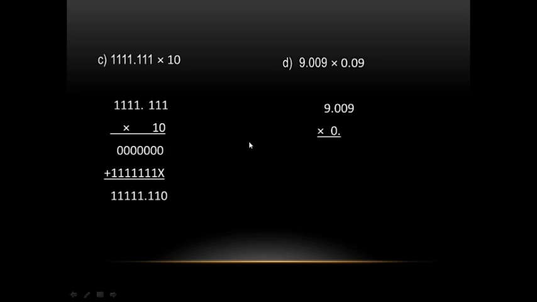9.009 into 0.09. As I told you earlier, first perform the multiplication with the ones place digit, then the tens place digit. But here this is not the ones and tens place, this is the 10th place and this is the 100th place. So here we will perform the multiplication first with the 100th place, then the 10th place, and then the ones place. Okay, so here we will multiply with 9 first.